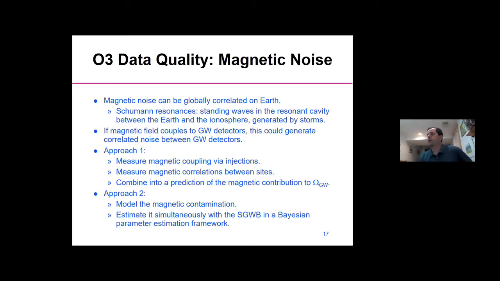Another thing that we worry about is, so we have removed a lot of these both time transients, so glitches and so on, and frequency lines that are present in the data. But there could also be other underlying structure in the data that may even be correlated between different detectors. And the leading cause of concern, if you like, is the magnetic noise, the global magnetic noise on Earth.